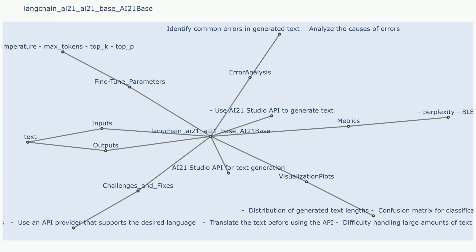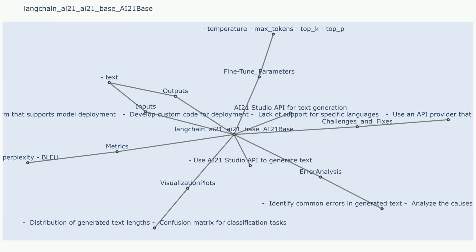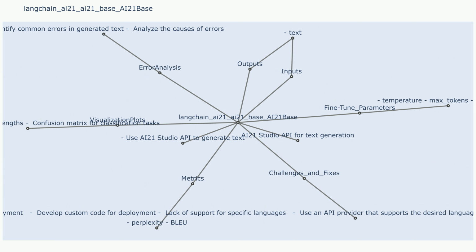These include: temperature controls the randomness of the generated text. Higher values lead to more creative and unpredictable outputs. Top K limits the number of possible outputs to consider at each prediction step. Top P: a method to control randomness by selecting tokens based on their probability distribution.